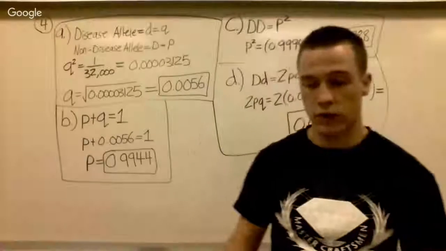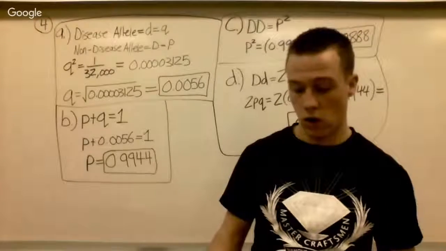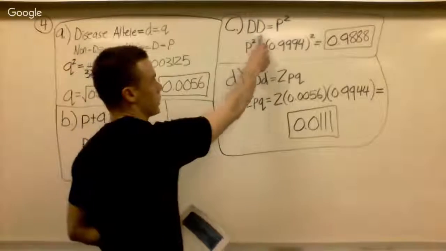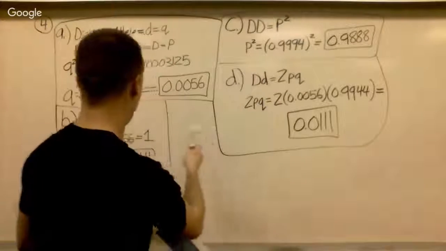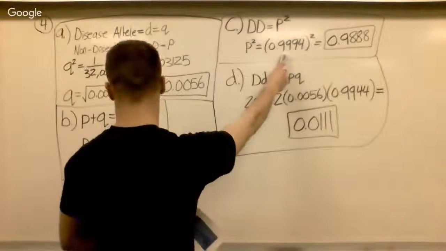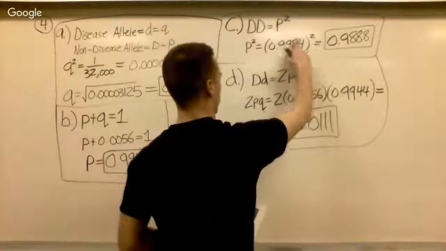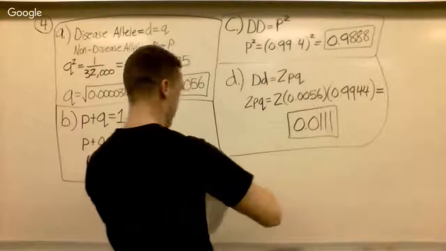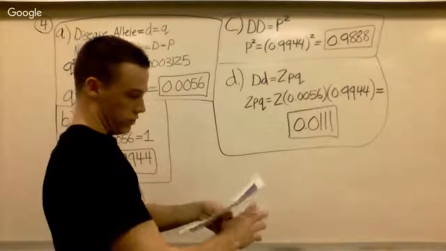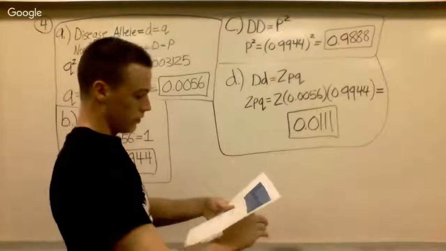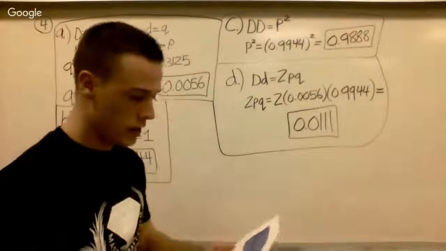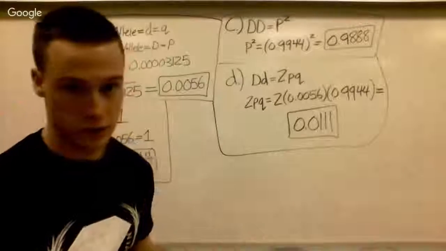Now it's asking us, what is the frequency of a homozygous dominant genotype in this population? A homozygous dominant genotype is P squared. So we know our P is 0.9944. So 0.9944 squared, if we do that, then we get 0.9888 for our frequency of a homozygous dominant genotype in this population.